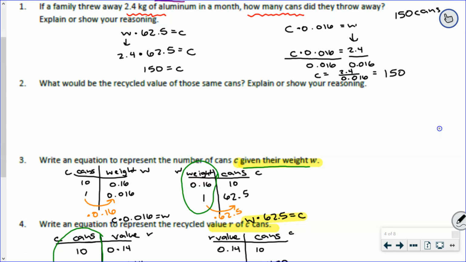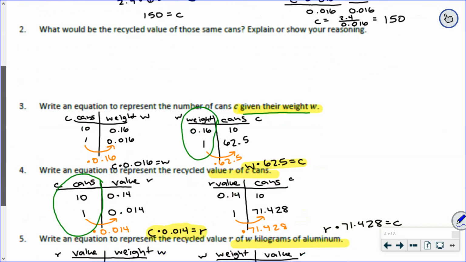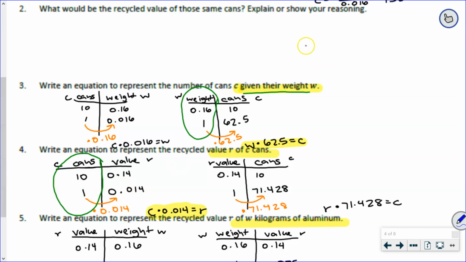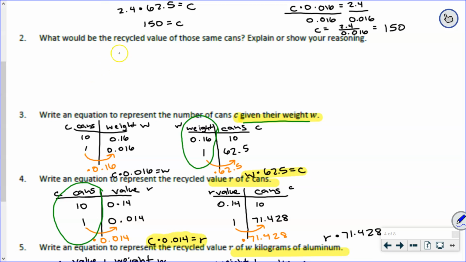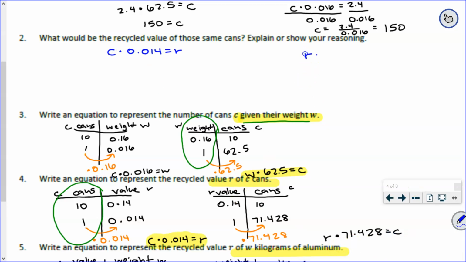What are your thoughts? Thank you, Peyton. Good, we should use number 4 because it's not mentioning weight. We know cans and we're asking value. So the ones that relate the cans and the value are probably going to be the correct ones to choose. So let's go ahead and use that. C times 0.014 is equal to R. Or if I wanted to, I can use the reverse of that one. R times 71.428 is equal to the number of cans.